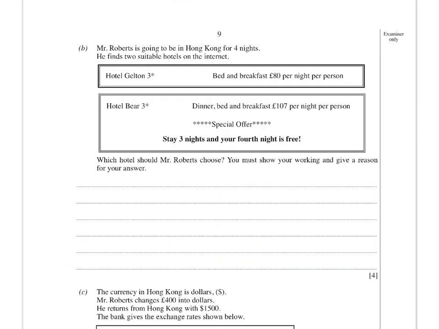Okay, the next part of this question is asking you to work out what's a better deal. So it says Mr. Roberts is going to be in Hong Kong for 4 nights. He finds 2 suitable hotels. So we've got this one here, which is £80 per person per night. And this one here, which is more expensive, but it says stay 3 nights and your 4th night is free.